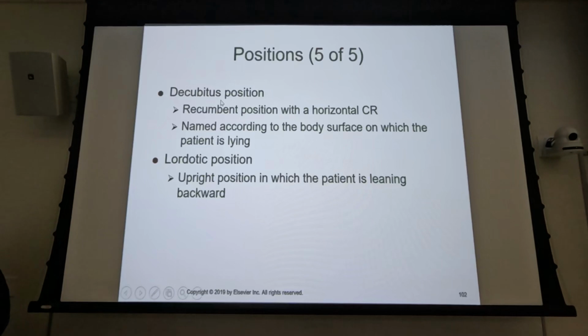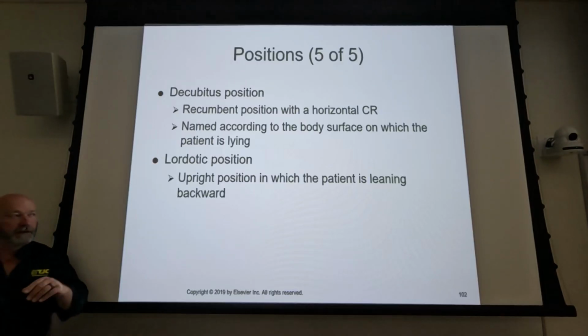Decubitus. All right, so decubitus. Strictest definition of decubitus is the patient's laying down, okay? But we're going to use it for other things as well. So the patient's laying down, and we do a lot of exams with the patient in a decubitus position.